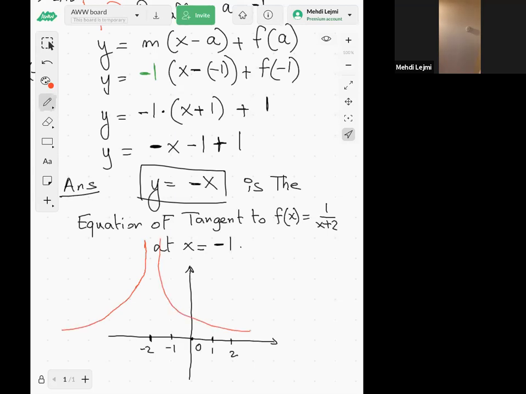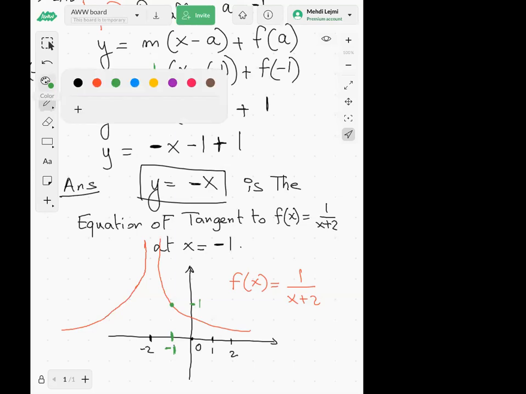So this is, let's say, the graph of one over x plus two, right? But anyway, what I'm saying is, that's my function f. Then the tangent line, so here's my negative one. This is my x equal to negative one, right? This is the image of negative one, which is, let's say, positive one. Here, this is supposed to be positive one, right?